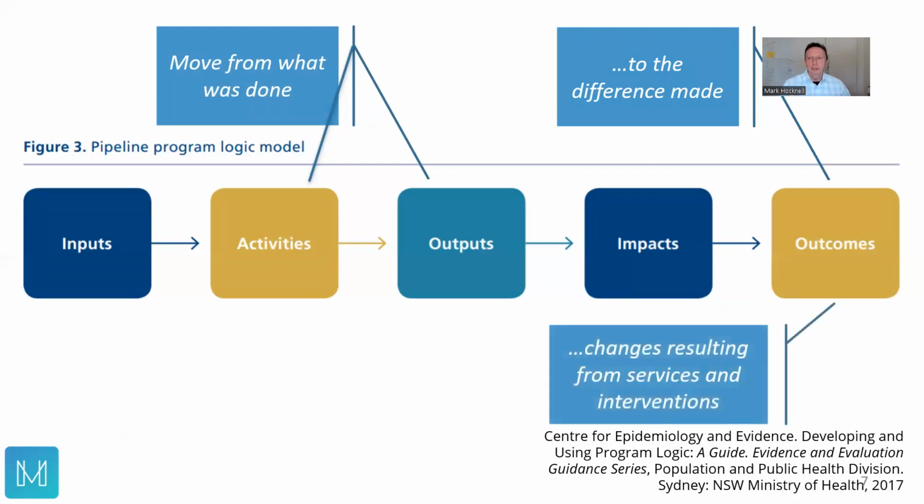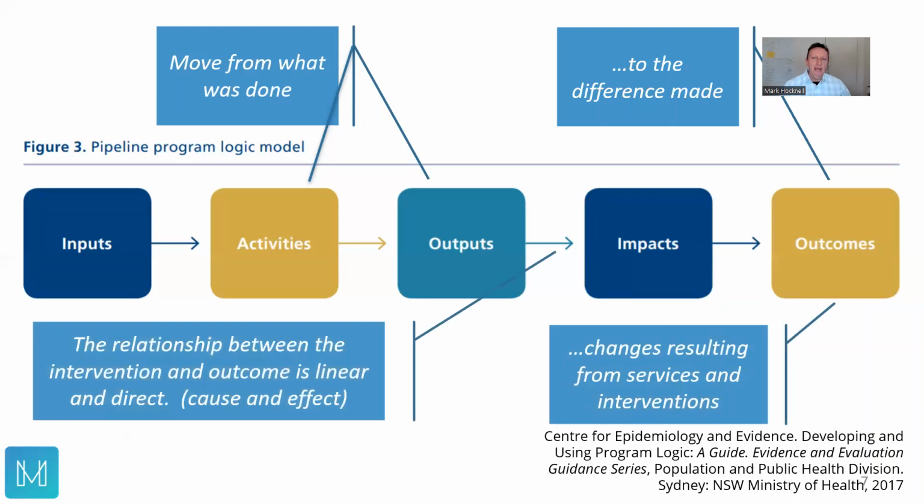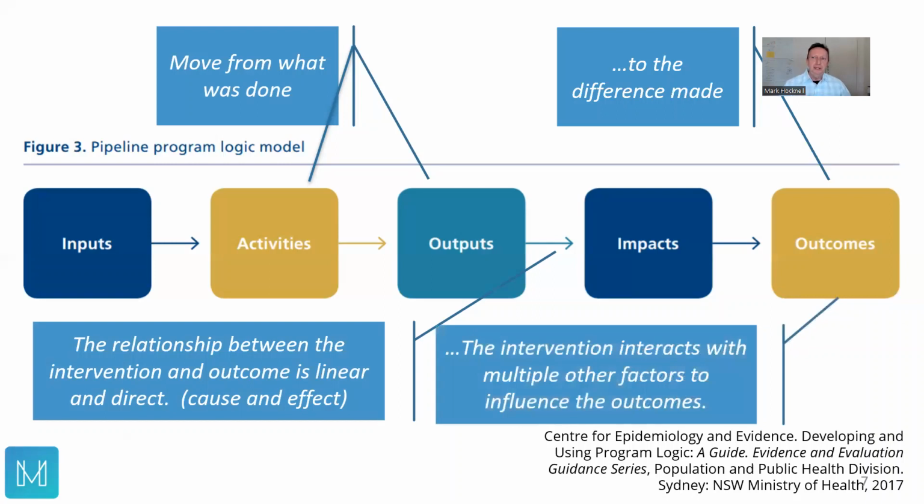Therefore, we want to try and look at the changes resulting from those services or the interventions that we put in place, which means then we have to look at the relationship between the intervention and the outcome. That's cause and effect. It can be linear and direct. That's what we're trying to get to. That's what we're trying to look at in monitoring. So the intervention interacts with multiple other factors, but we still have an impact on that outcome. What we're trying to measure and understand from that planning and that measurement point of view is what influence we have on those outcomes.